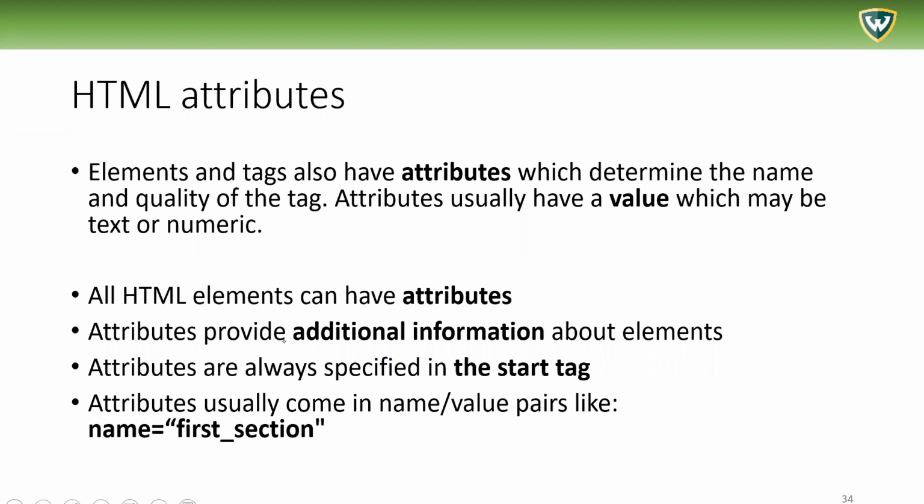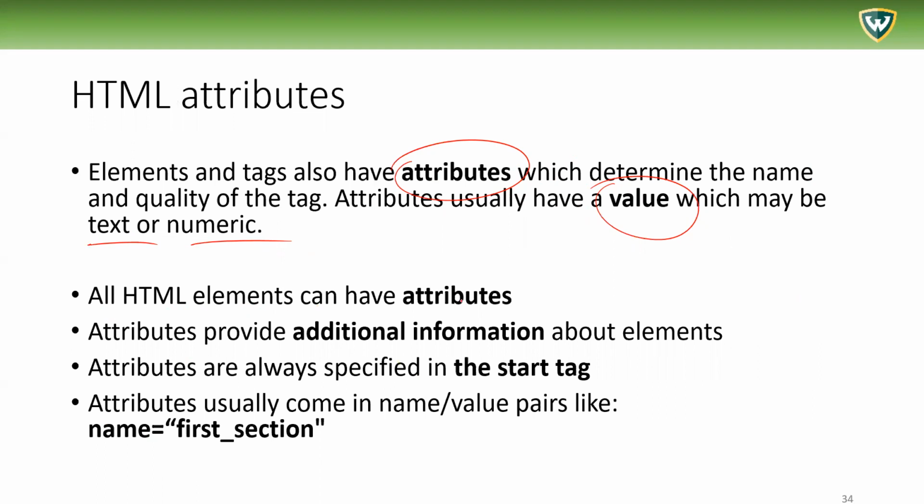HTML attributes. Elements and tags also have attributes which determine the name and quality of the tag. Attributes usually have a value which may be text or numeric. So you've got to recognize the difference between these two things and how they work: the attribute and the value. The value is not just a number. Value can be text or numeric, and the value can be more complex too. You can refer to other attribute combinations.